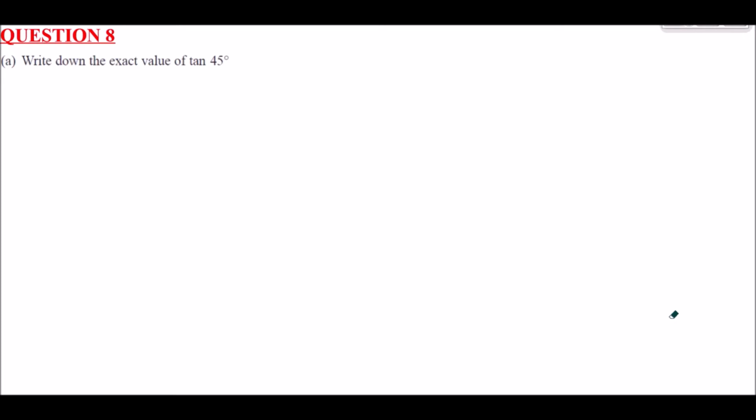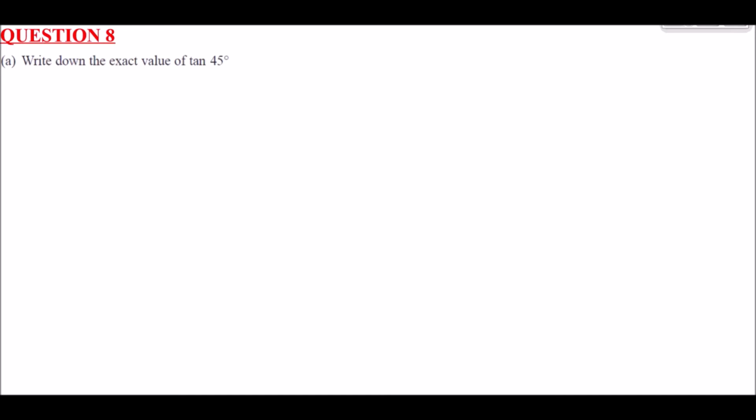Question 8, we're asked first of all to write down the exact value of tan 45. Now there's two main ways of doing this, apart from just remembering the table of exact trig values, which no doubt your teacher may have shown you already. So there's just a way of just knowing it. If you just know it, the answer is 1.